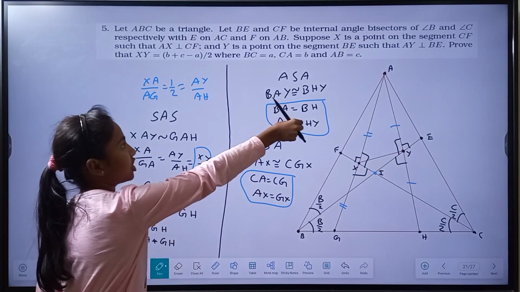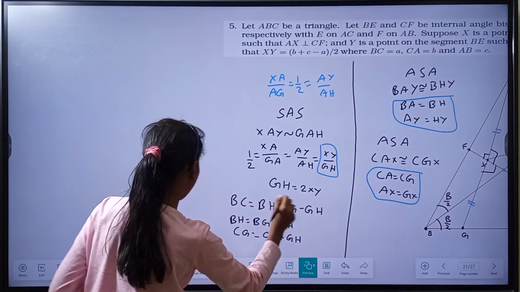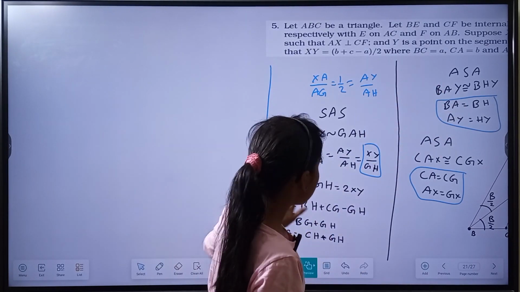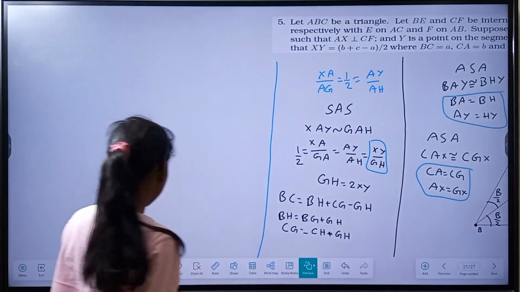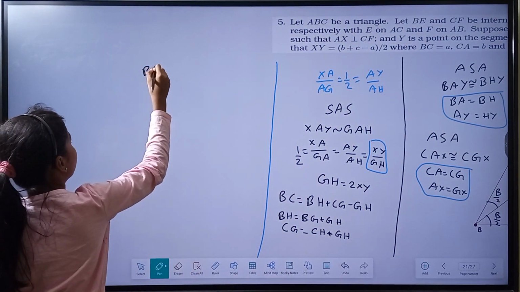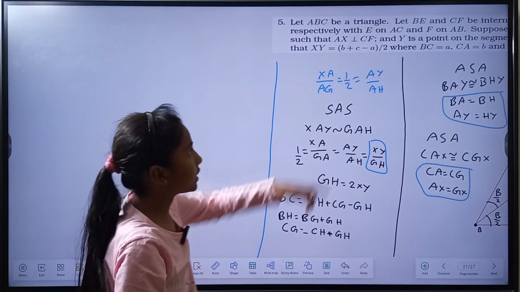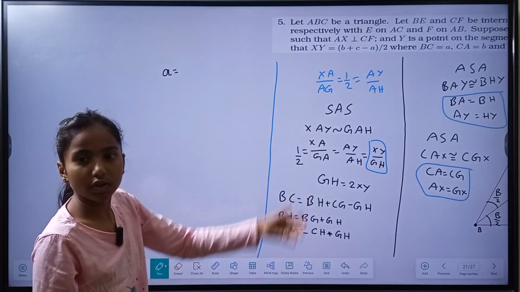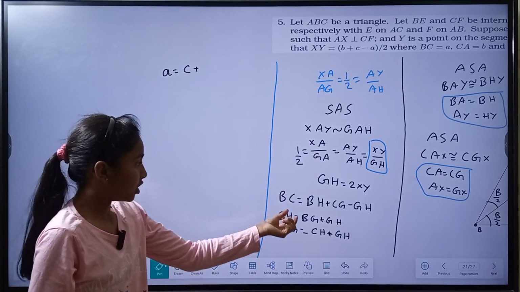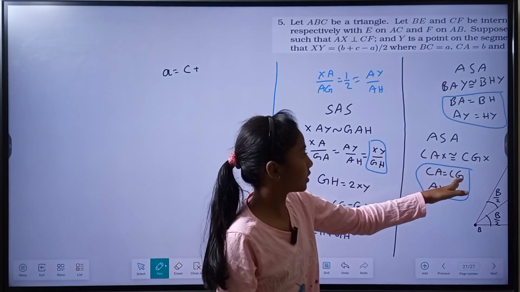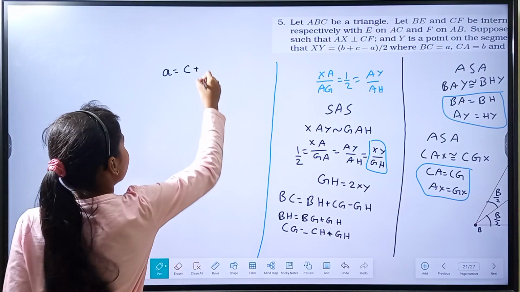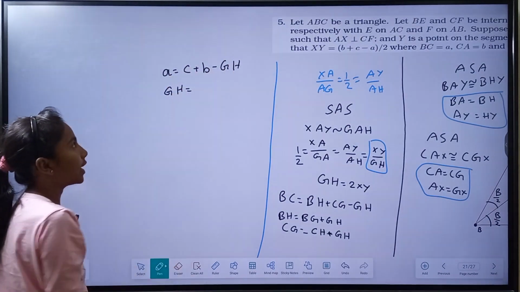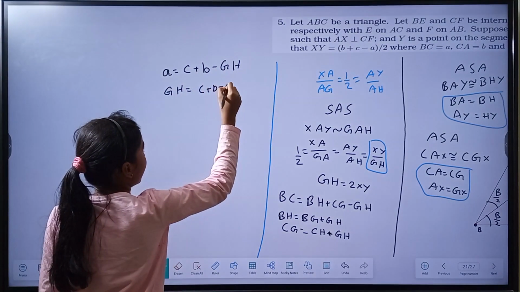Now over here BH equal to AB, and AB equal to C. And BC equal to A. So you can directly write A equal to BH, which is equal to AB, equal to C, plus CG. CG equal to AC, and we have AC equal to B. So you can write this as B minus GH, because we don't know what GH is. And we have GH equal to C plus B minus A.